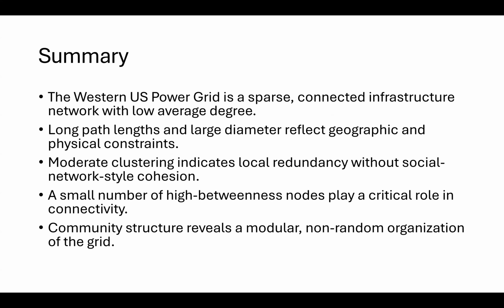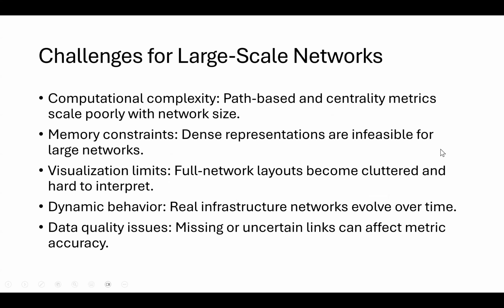The centrality analysis revealed that a small number of nodes have very high betweenness. These nodes act as structural bridges between regions. Their failure could significantly impact connectivity. Finally, the detected community structure shows that the grid is modular. It is clearly not random. Instead, it reflects organized regional segmentation. In the next slide, I will talk about the challenges for large-scale network analysis.